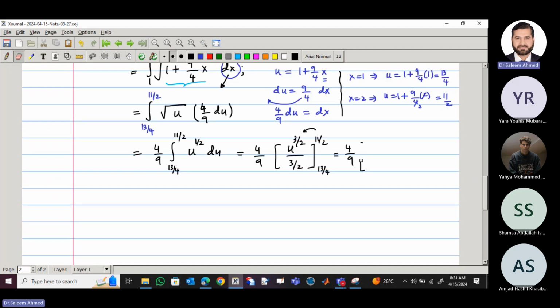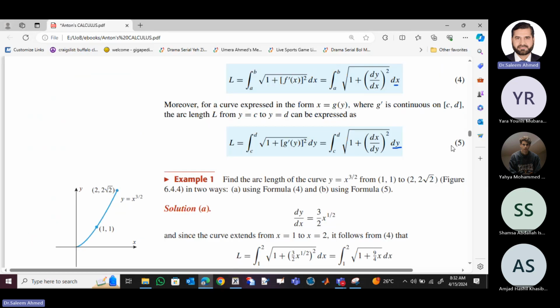3 by 2 can also be written outside. So this 3 by 2 outside will become 2 by 3, right? And u to the power 3 by 2. So 11 by 2 to the power 3 by 2, and minus, if you put this here, 13 by 4 to the power 3 by 2. So that is your answer. So 8 by 27 and whatever, you can just find that. Let me show you the answer here.